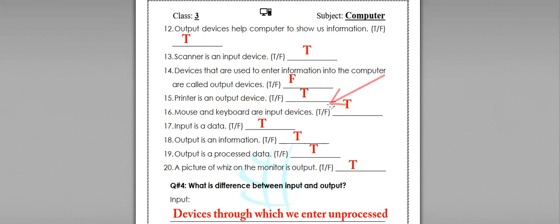Mouse and keyboards are input devices. It's true. Input is data. True. Output is information. It's true. Output is processed data. The answer is true. A picture of waves on the monitor is output. The pictures you see on your mobile, tablet, laptop, or on the computer, all of them are considered as output.